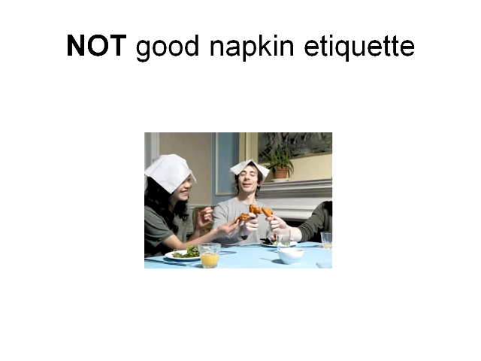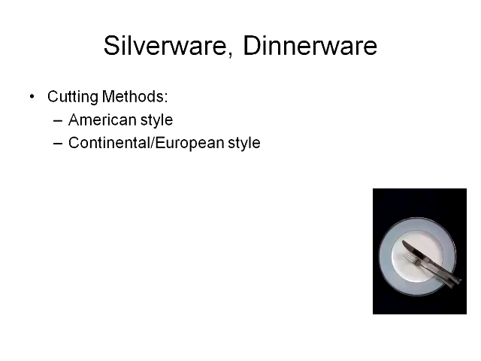Okay, so we're moving on, and we're going to talk about silverware and dinnerware. Now there are two different styles of eating with your silverware. One is the American style, which I think most of us are used to. If you're cutting a piece of meat, with your fork in your left hand, you would hold the meat, cut it with your right hand, lay the knife on your plate, transfer the fork to your right hand, and then you would begin eating.